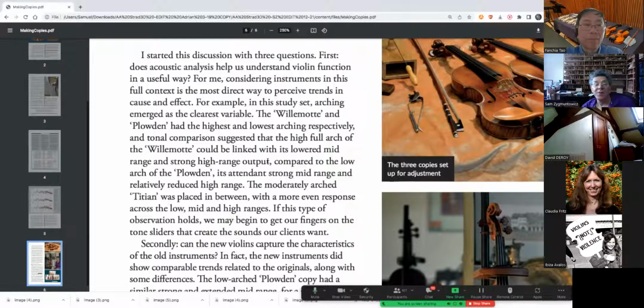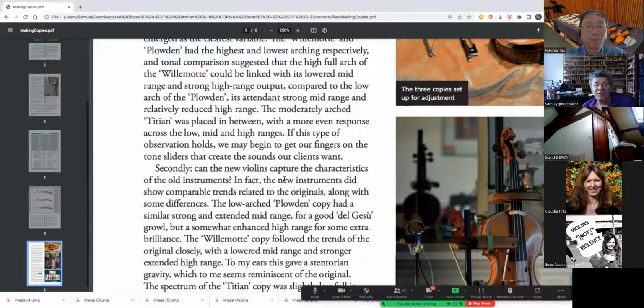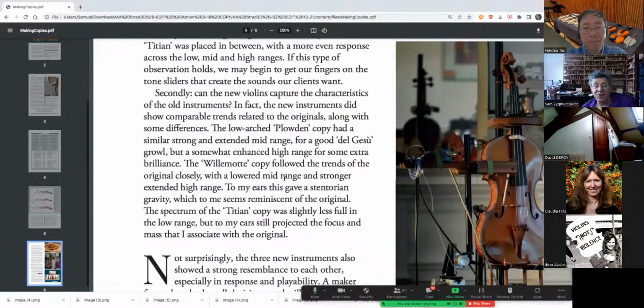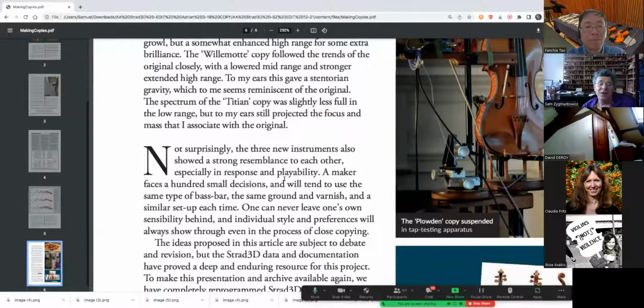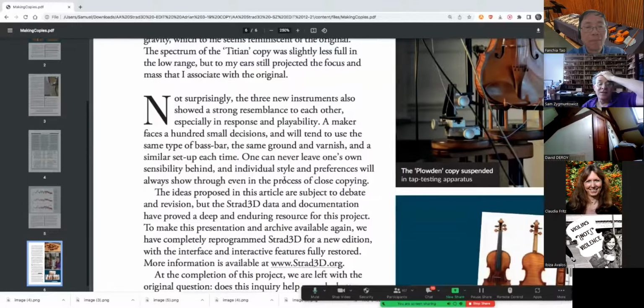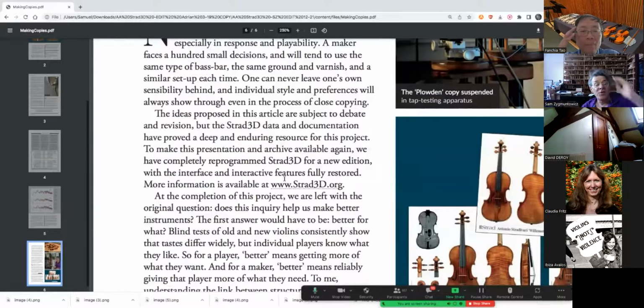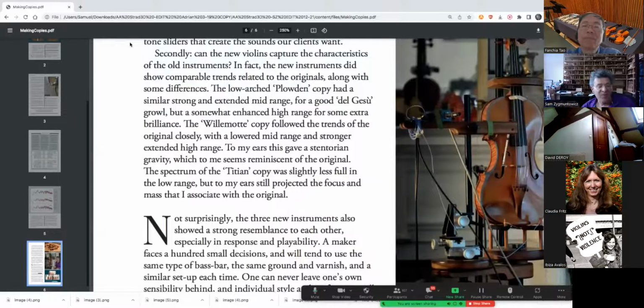Secondly, can the new violins capture the characteristics of the old violins? Well, I would say yes. That's my conclusion. And I also close by saying the new instruments also have some similarities to each other, which is also what you'd expect. So I'm going to move on from this, if I can figure out how to.